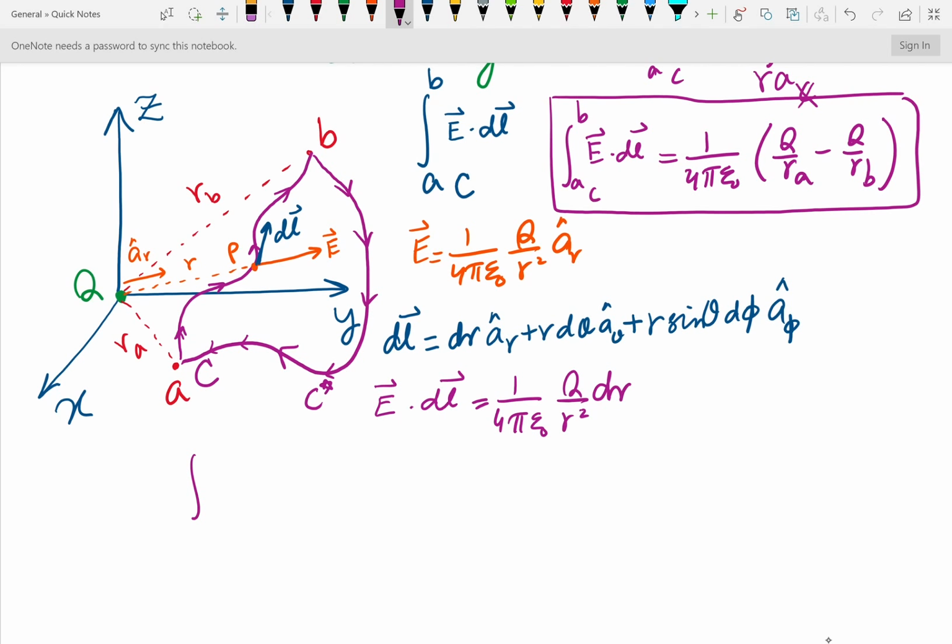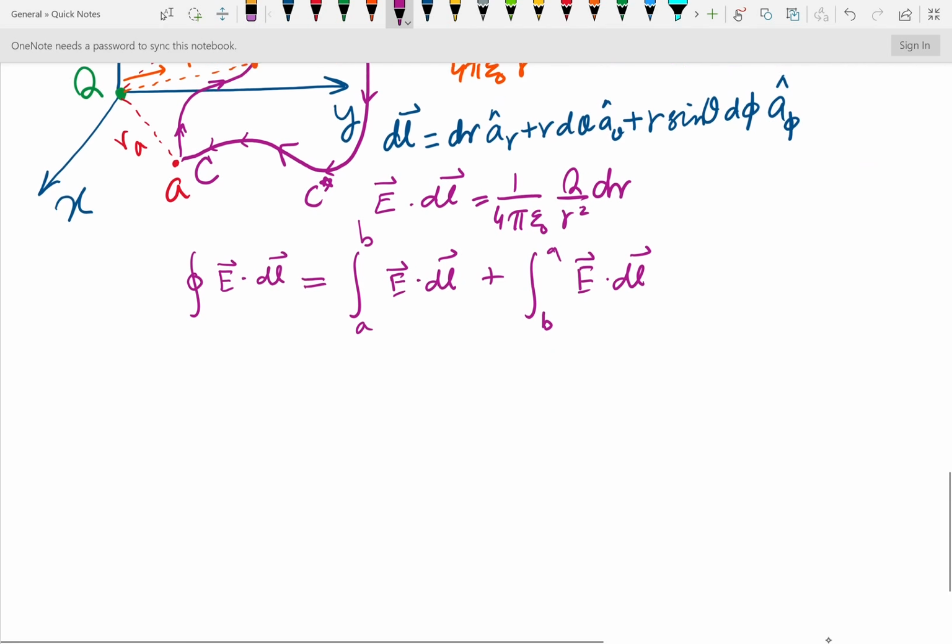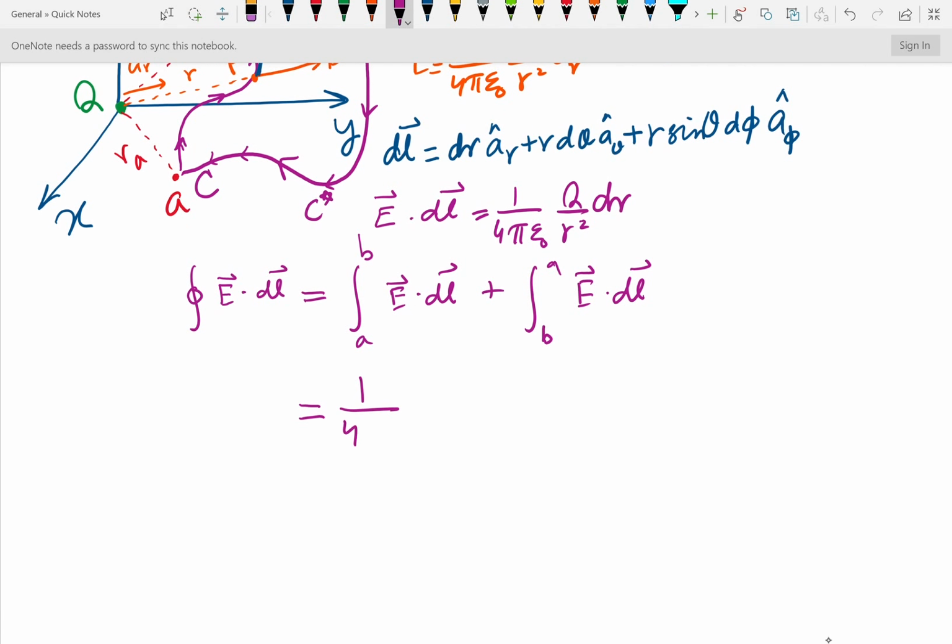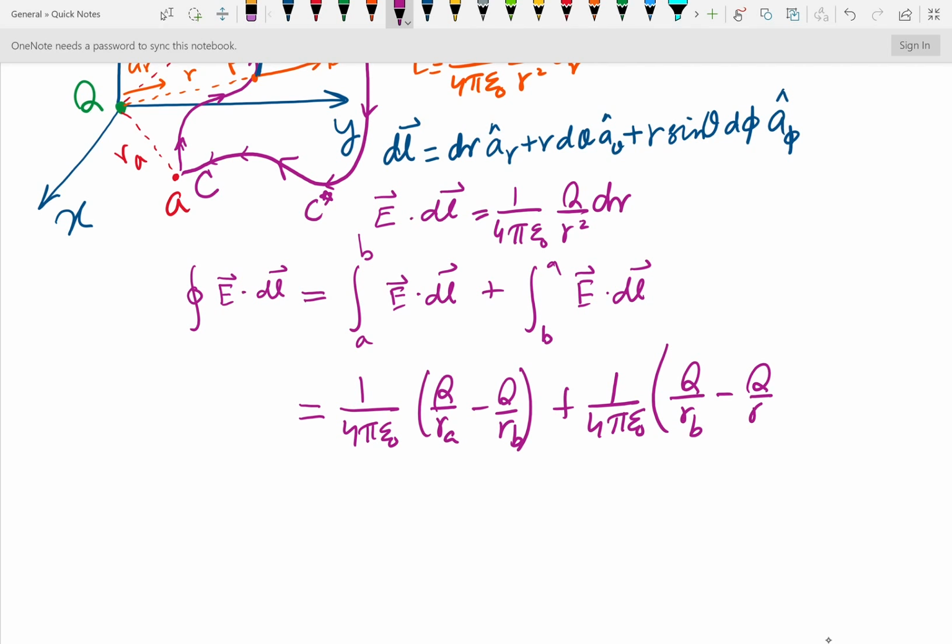The line integral of the electric field around this closed path will be equal to the integral of E dot dl from A to B plus the integral of E dot dl from B to A, and this will be equal to 1 over 4 pi epsilon naught (Q over Ra minus Q over Rb) plus 1 over 4 pi epsilon naught (Q over Rb minus Q over Ra). Evaluating this will give 0, and so the line integral of E dot dl will be equal to 0.